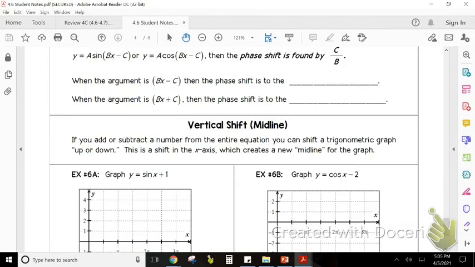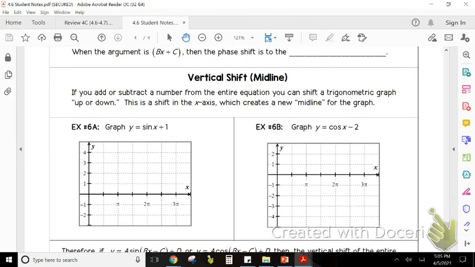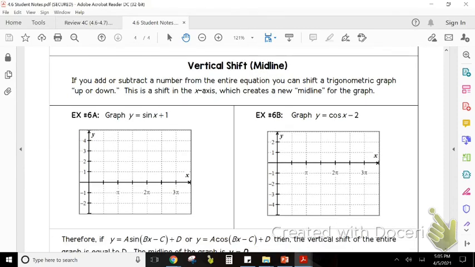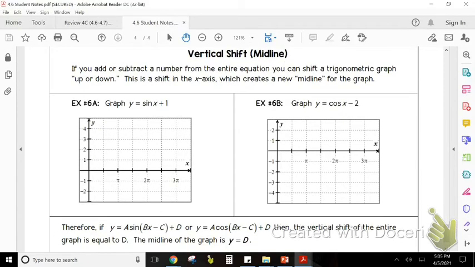And then the last thing here we've got is the midline. The midline, it says if you add or subtract a number from the entire equation, you can shift the trig graph up or down. This is a shift in the x-axis, and it creates a new midline for the graph. So it's a line on which my graph is now going to be centered.